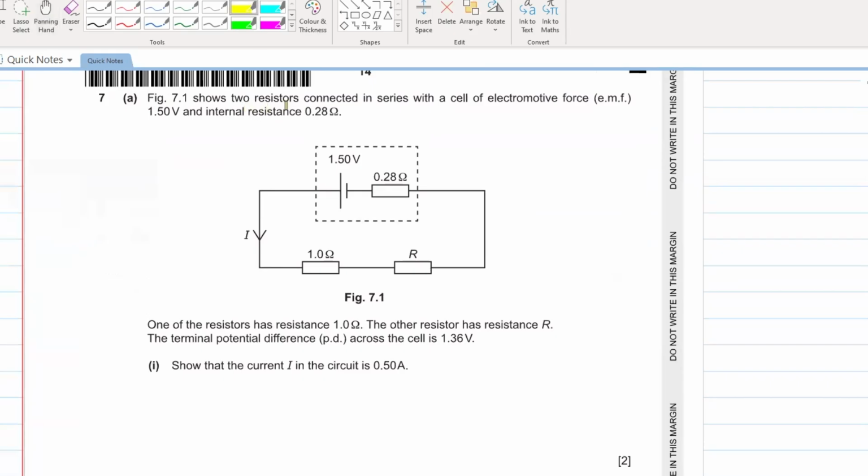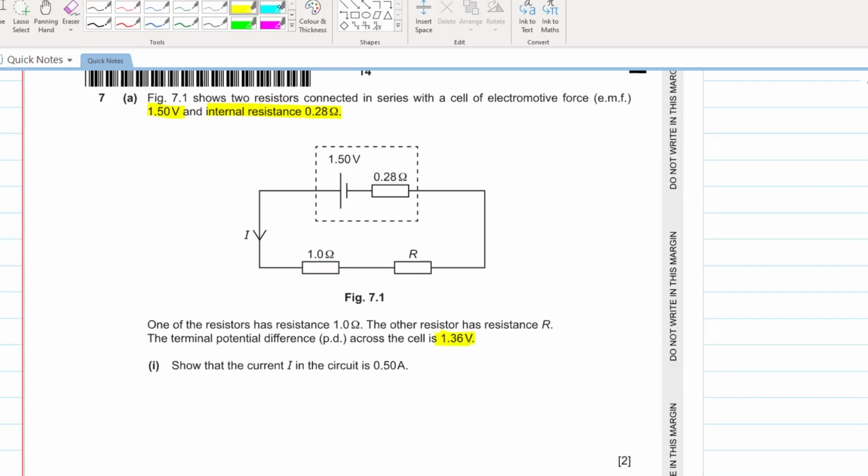Figure 7.1 shows two resistors connected in series with an electromotive force of 1.5 volts and an internal resistance of 0.28 ohms. You have a cell of 1.5 volts, internal resistance is 0.28 ohms. Perfect. One of the resistors has a resistance of 1 ohm. The other resistor has a resistance of R. The terminal potential difference is 1.36 volts.